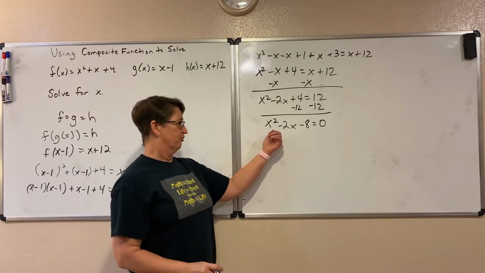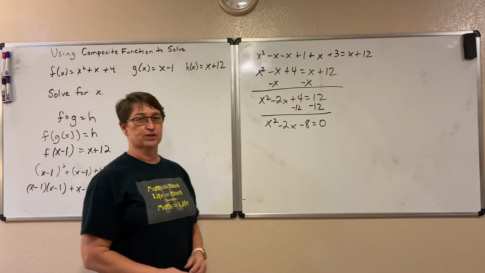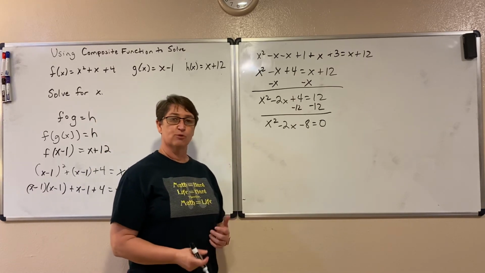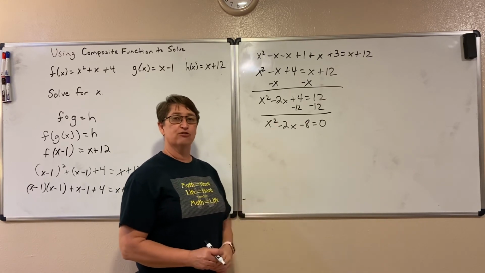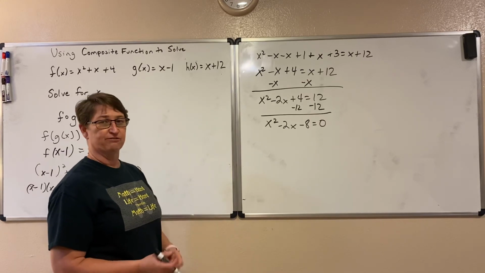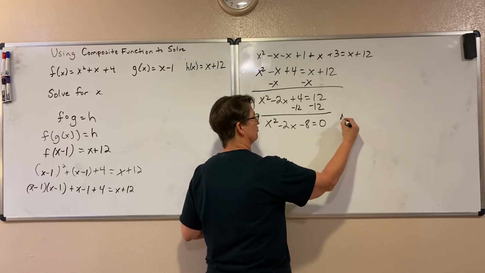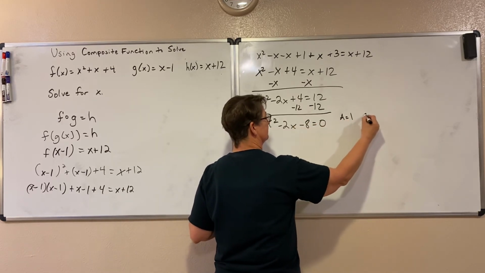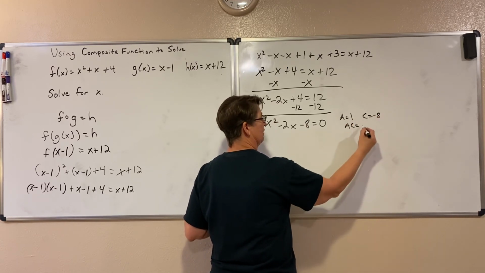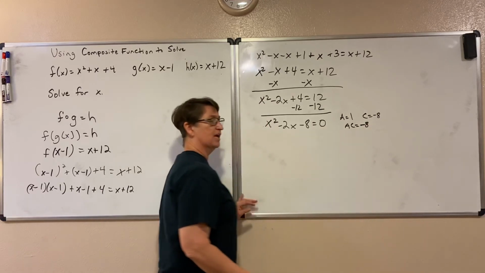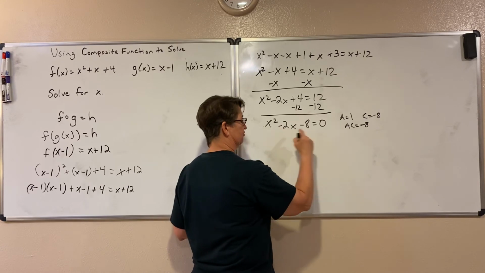Now, to solve for this, I'm going to factor. Now that I have it set equal to 0, I can factor it. I could also use the quadratic formula to solve for it, because this is a quadratic, so that also would give me my solutions. I'm just going to factor though. I'm going to use my AC method to help me factor. My A here is 1. My C is negative 8. My AC then is 1 times negative 8, which gives me a negative 8. I'm looking for the factors of negative 8 that add up to be negative 2.